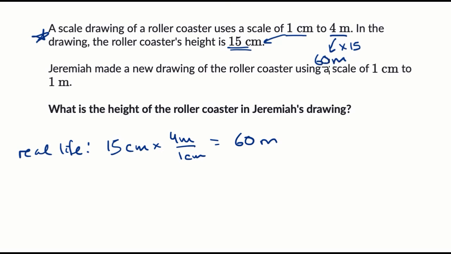So that's in real life, but that's not what they're asking us. They're asking us, how tall would this roller coaster be on Jeremiah's drawing? So Jeremiah made a drawing of the roller coaster using a scale of 1 centimeter to 1 meter. So if 1 centimeter in his drawing represents 1 meter in real life, and this is 60 meters, well, then that means that his drawing is going to be 60 centimeters. Each meter corresponds to a centimeter in his drawing. So that's how tall the roller coaster would be in his drawing.